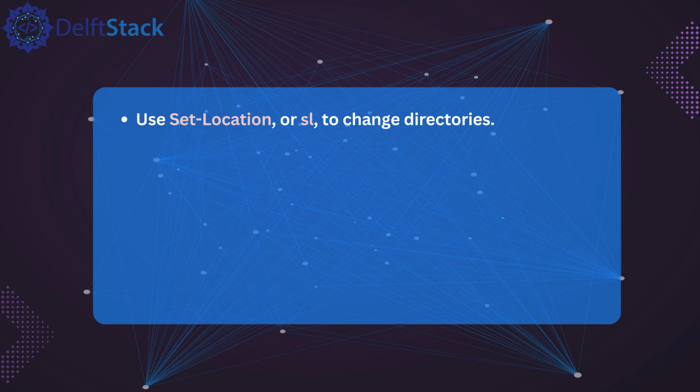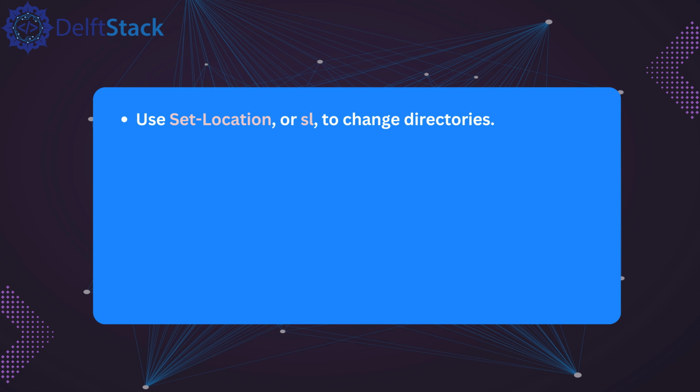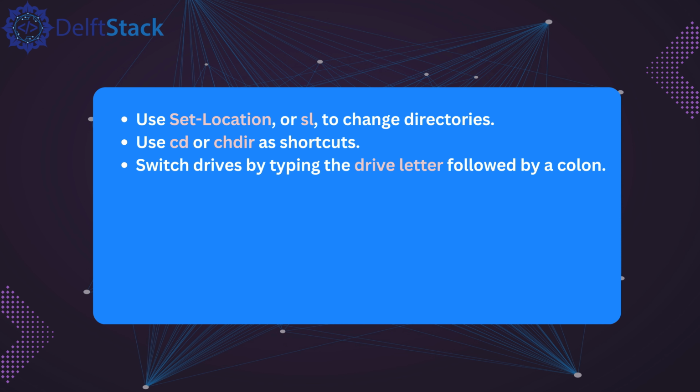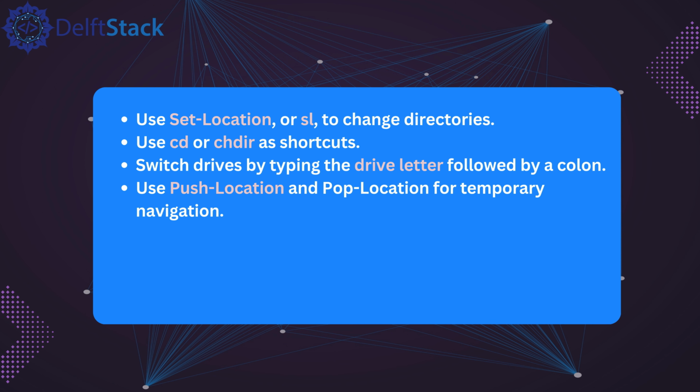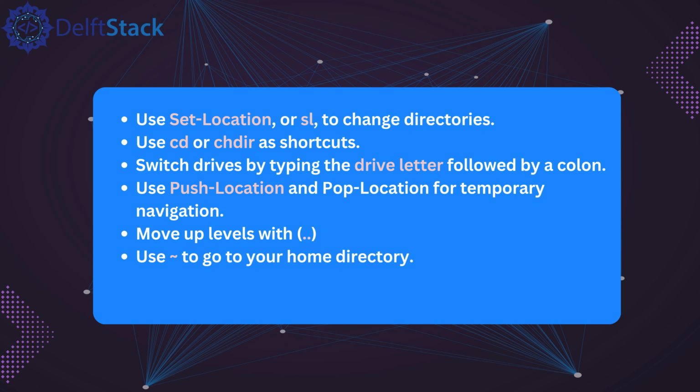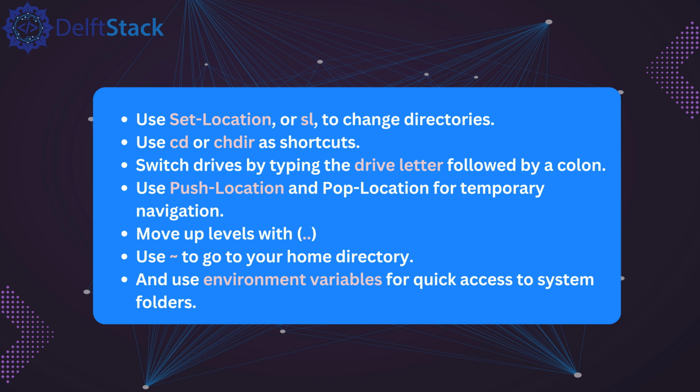Let's do a quick recap. Use Set-Location or sl to change directories. Use cd or chdir as shortcuts. Switch drives by typing the drive letter followed by a colon. Use Push-Location and Pop-Location for temporary navigation. Move up levels with ..  Use tilde to go to your home directory, and use environment variables for quick access to system folders. And that's it. You now know all the ways to change the working directory in PowerShell.